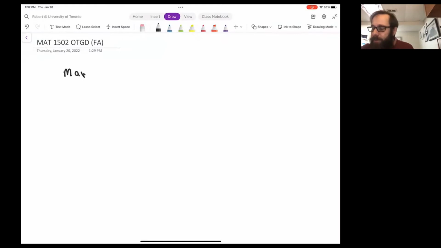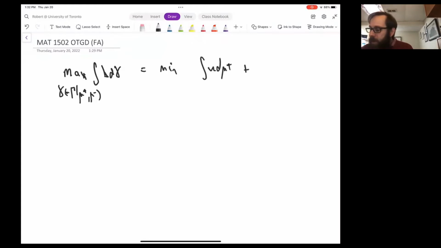So I guess we wrote it in this form: the max of the integral of b d gamma over gamma with fixed marginals is equal to the min of the integral of u d mu plus v d nu, over all u and v such that u plus v is bigger than b. And a virtue of the Rockafellar-Roche proof of this duality was that we actually showed that the minimum was attained as part of the proof. So that was kind of nice.